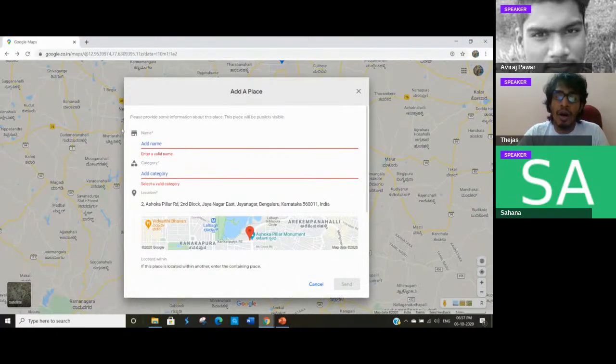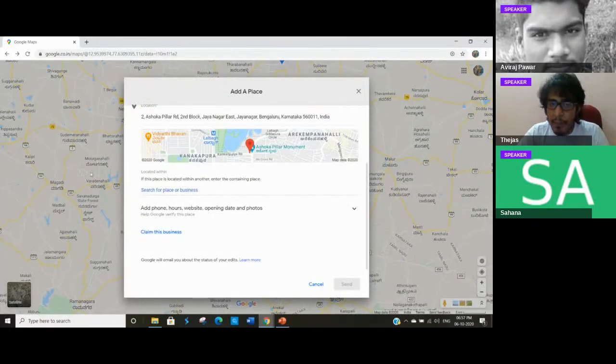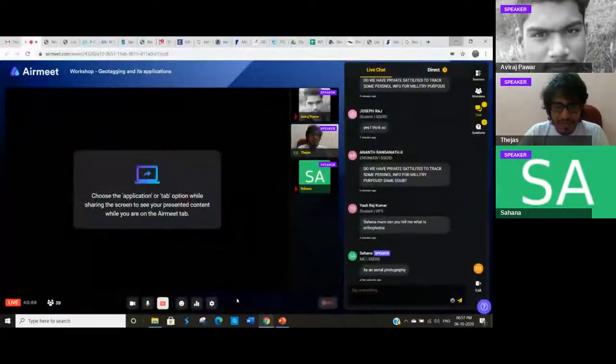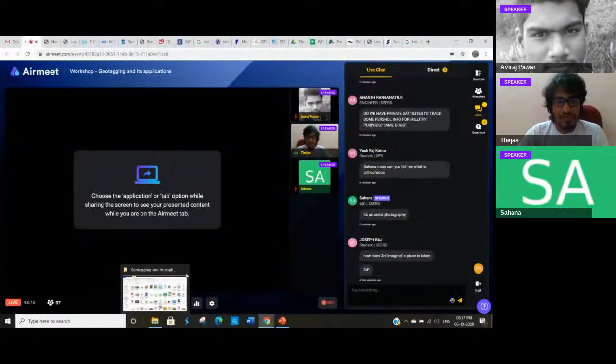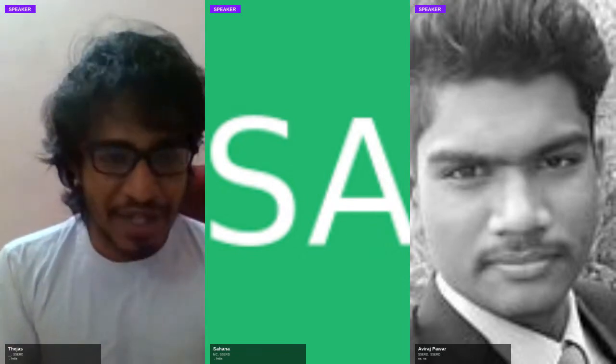Once you're done adding the name, category, and the location, there are optional things as well. If it is a business place, that is, if it is a store, you can add a phone number, hours of visit, and any other pictures of the place that you have. Once you're done, this send option will be activated, and you can select that. Okay. So that was a demonstration with respect to Google Maps.